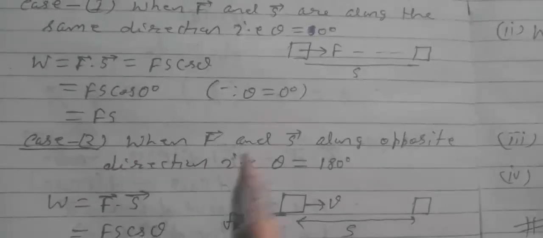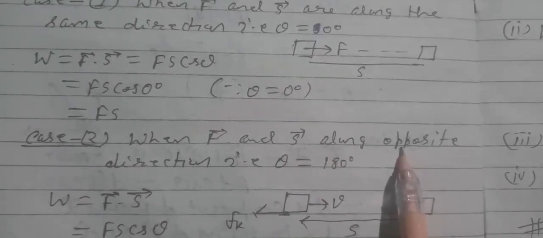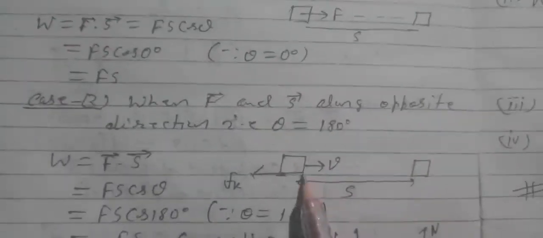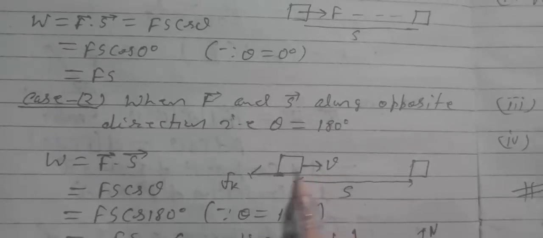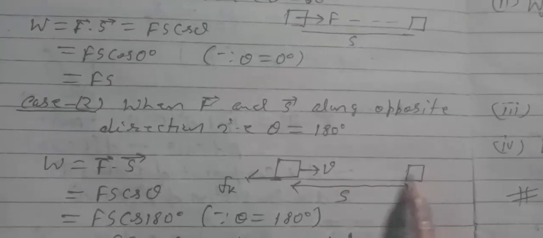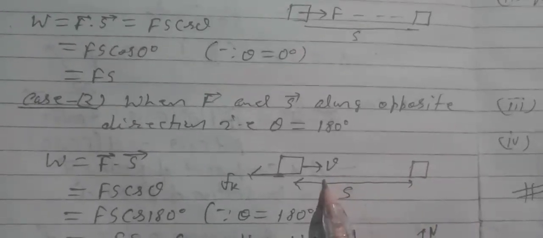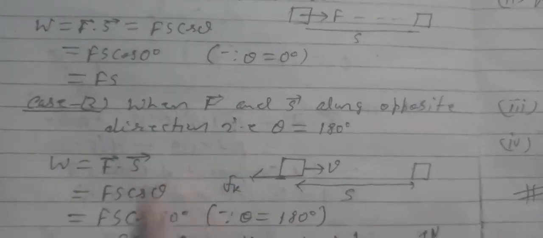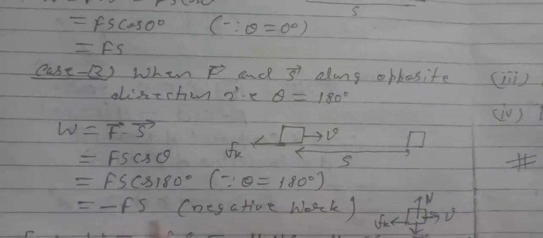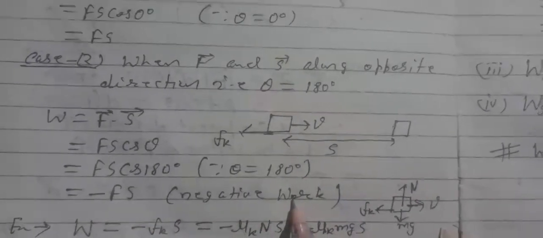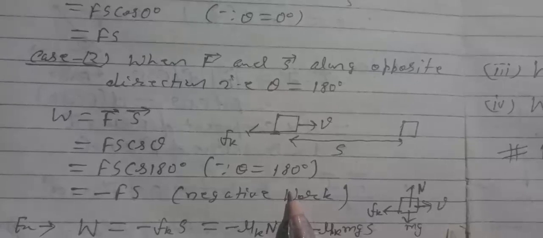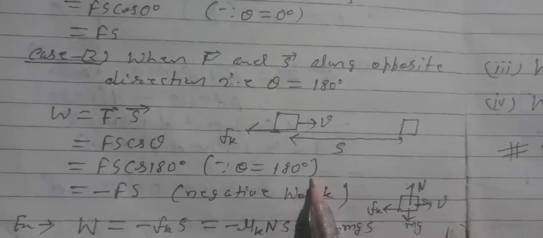Now case 2: when F vector and s vector are along opposite directions, that is theta equals 180 degrees. The force is acting in this direction, but the body is moving in this direction and travels a distance s. In this case, work will be F vector dot s vector equals Fs cos theta equals Fs cos 180 degrees, since theta equals 180, equals minus F into s, negative work. That is, if the body is moving and the force is acting opposite to the movement, then the work will be negative.